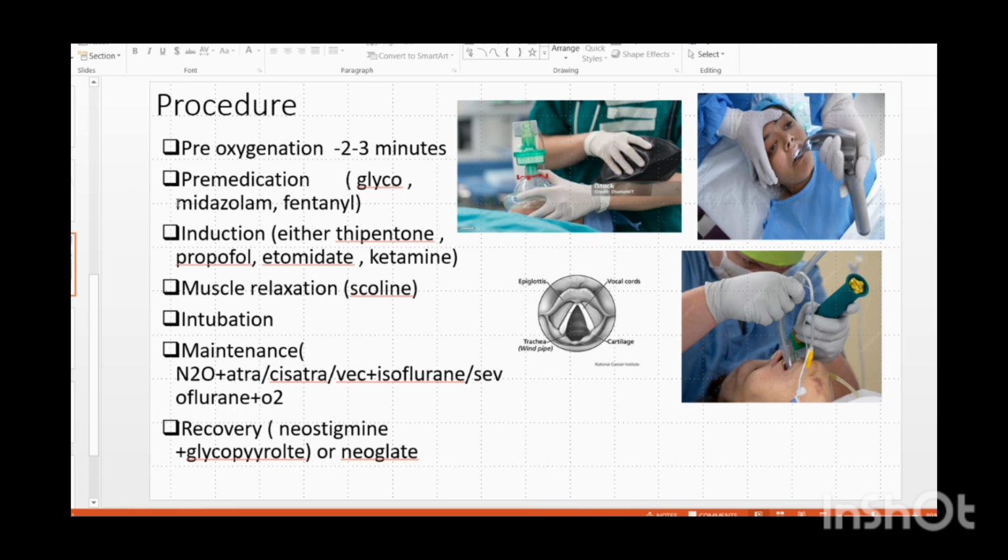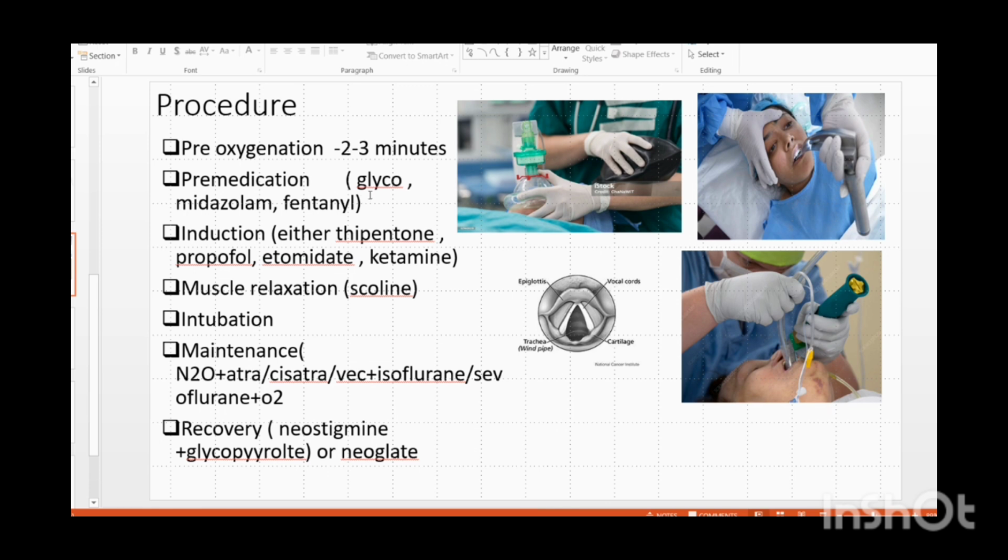And midazolam will reduce the anxiety of the patient. To calm the patient, we will give midazolam. Next is fentanyl, to reduce the pain. So we will give pre-medication drugs: glycopyrrolate, midazolam, and fentanyl, to reduce the secretions, to reduce the anxiety, and to reduce the pain.